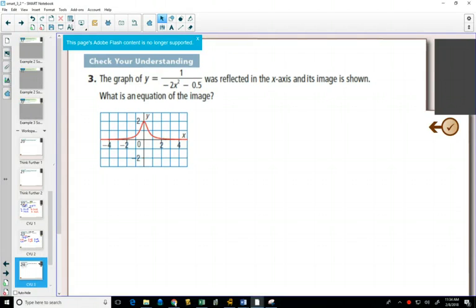The graph of y equals 1 over negative 2x squared minus 0.5 was reflected in the x-axis and its image is shown.